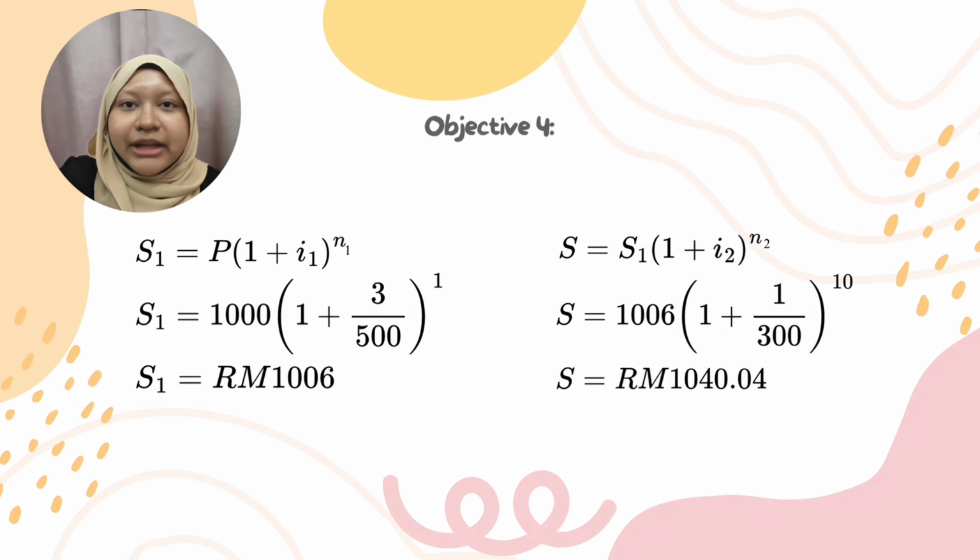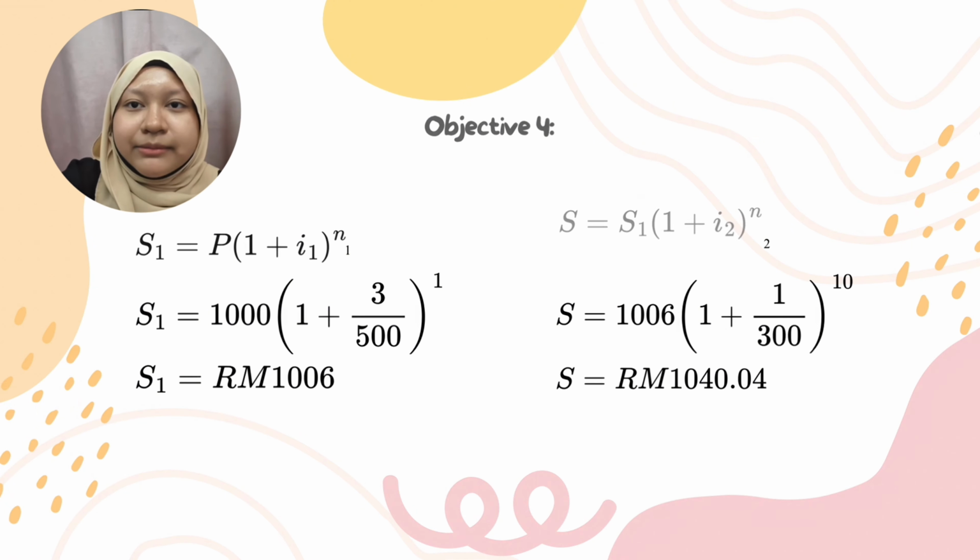Finally, we can calculate the accumulated amount, which is S. S equals S1 multiplied in bracket 1 plus I2 to the power of N2. S equals 1,006 ringgit multiplied in bracket 1 plus 1 over 300 to the power of 10. Therefore, our S is 1,040 ringgit and 4 cents.